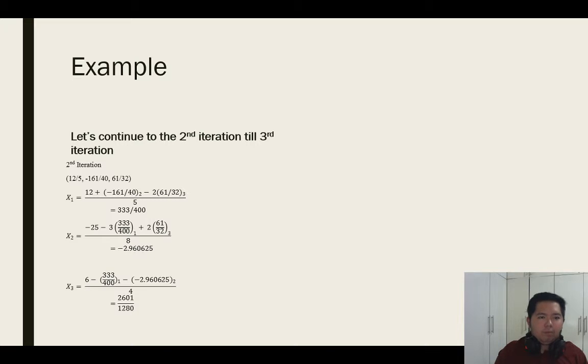For the second iteration, we have the new x1, x2, and x3, which are 12 over 5, negative 161 over 40, and 61 over 32. We're going to do the same thing as in the first iteration. We just plug in x1, x2, and x3, and each of them will be replaced as soon as it is updated.